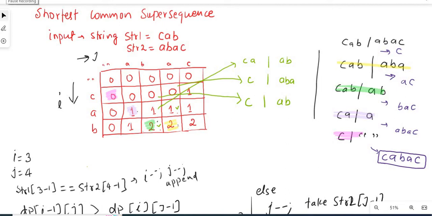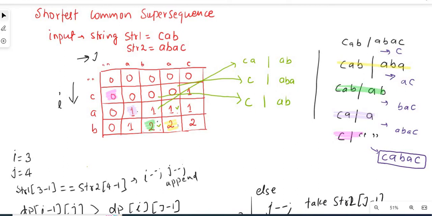Hello everyone. Today I'm gonna discuss this very popular question, that is shortest common supersequence. So in this question, what happens? You are given two strings and you have to find what is the shortest common supersequence.